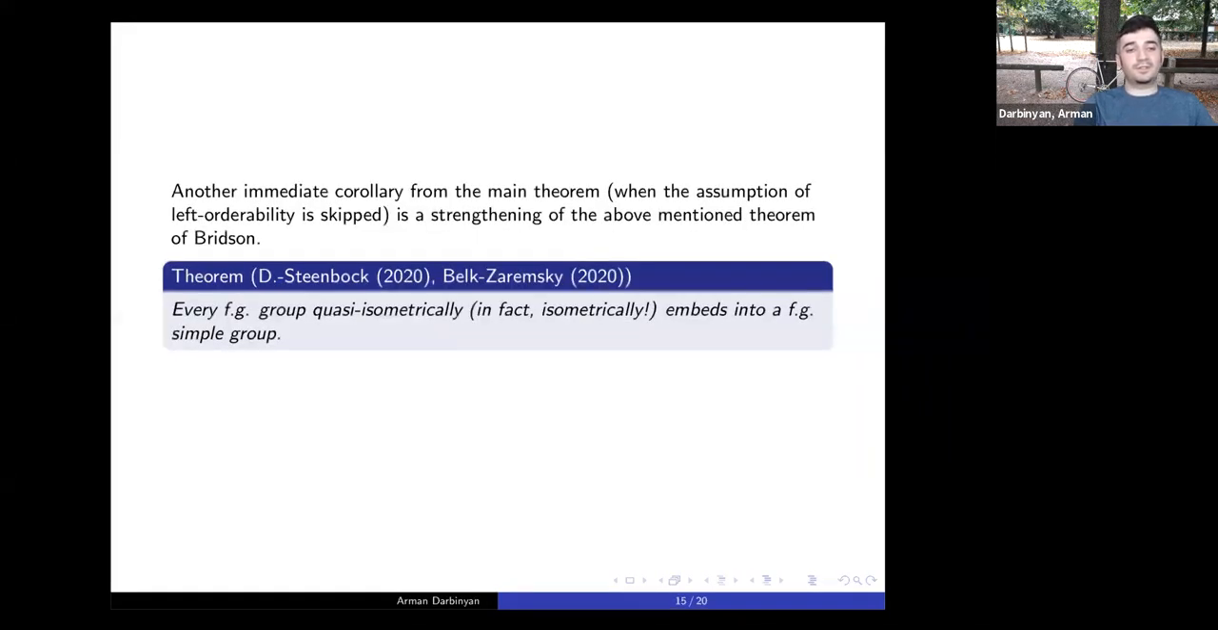And another immediate corollary from the main theorem would be a strengthening of the statement of the Wrightson theorem, because in this case, we can take the final group, not just a group that doesn't possess any proper finite quotients, but we can take it to be a simple group. And I would like to mention that this theorem was recently independently also obtained by Belk and Zaremsky. And their construction also uses some generalizations of piecewise linear groups, which is also true for our constructions. So remarkably, piecewise linear groups are a very useful tool in obtaining this type of results.